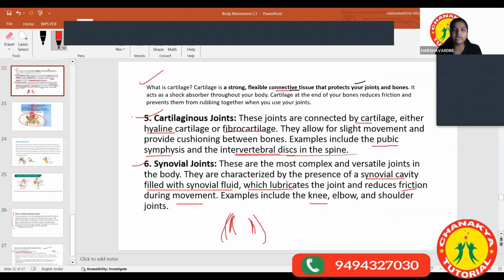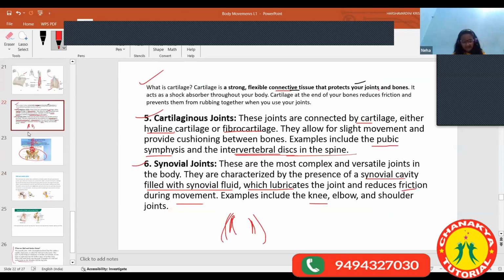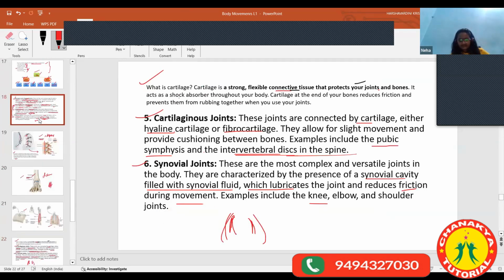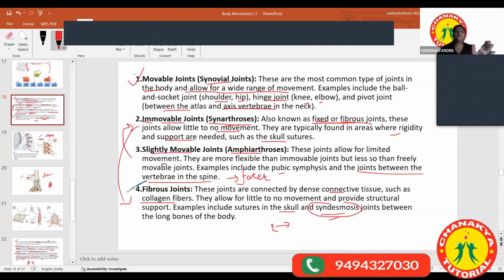Is it clear with this till now? Yes, ma'am. Once again, we'll have a recap. What are movable joints? Movable joints are like we can freely move them. Wherever the movable joints are there, you will have a synovial joint there, right? Ma'am, but we don't have it in our hip. Yeah, because it is not movable, it is slightly movable.